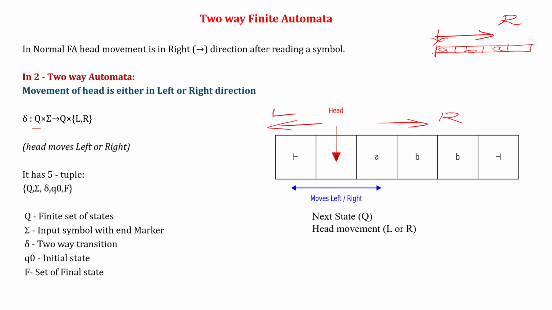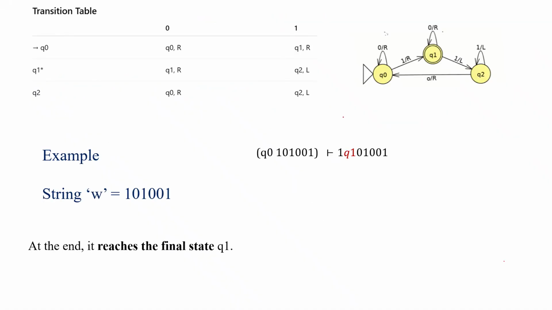It can be defined as a five-tuple. Capital Q is a finite set of states. Sigma is the input symbol set with an end marker. Delta is the transition function, which we have discussed already. Q naught is the initial state, and F is the set of final states. Now let us discuss a transition diagram, the transition table, and an example for the two-way finite automata.